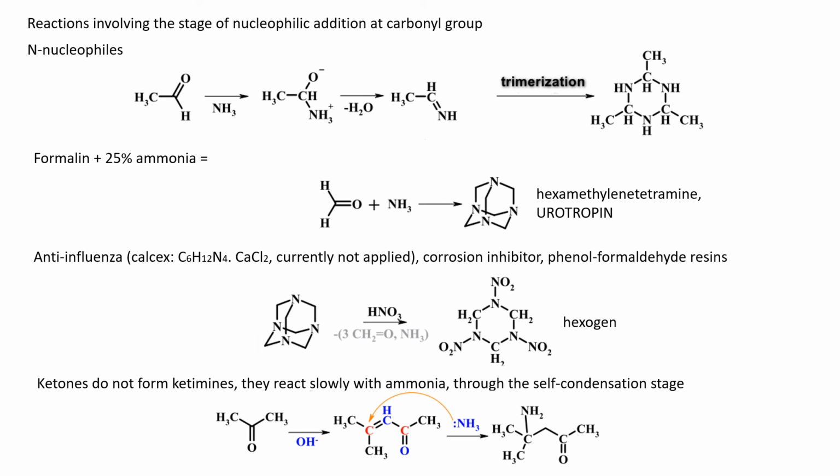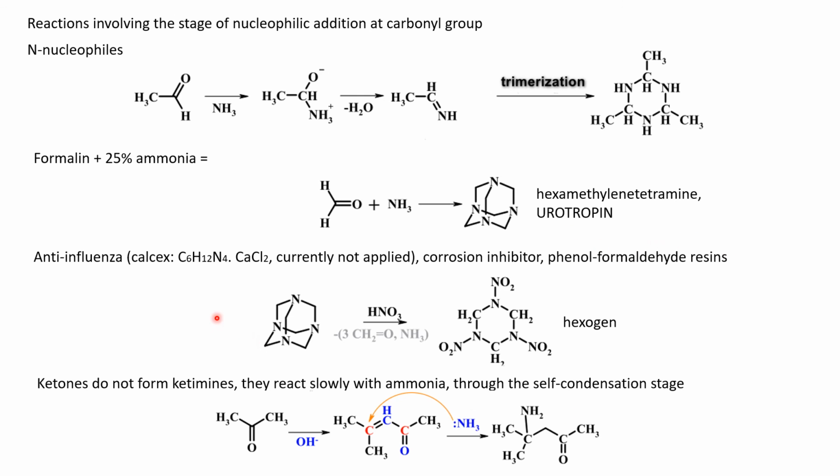Next slide. A reaction involving the stage of nucleophilic addition at the carbonyl group by nucleophiles. For example, acetaldehyde reacts with NH3, ammonia, to form an unstable compound, and minus water forms an imine. Trimerization forms heterocyclic compounds. Formaldehyde plus 25% ammonia, for example: formaldehyde reacts with ammonia to form hexamethylenetetramine, urotropine.